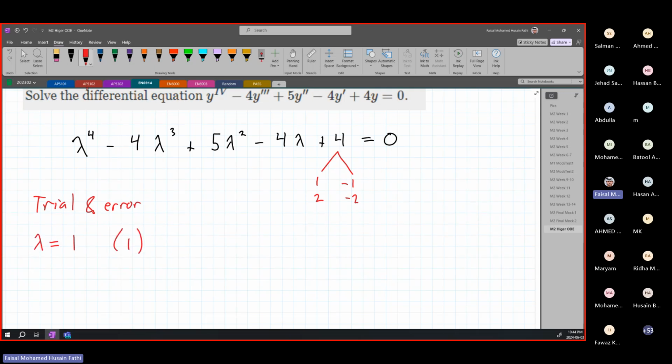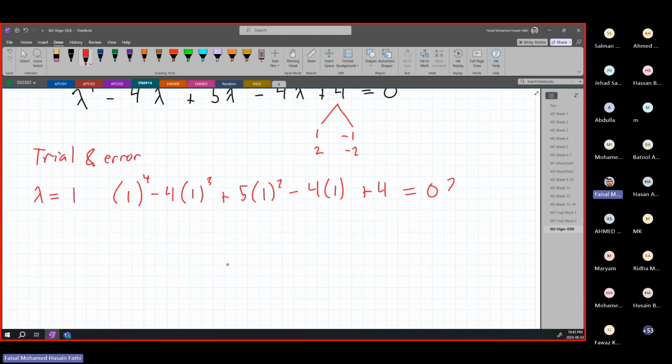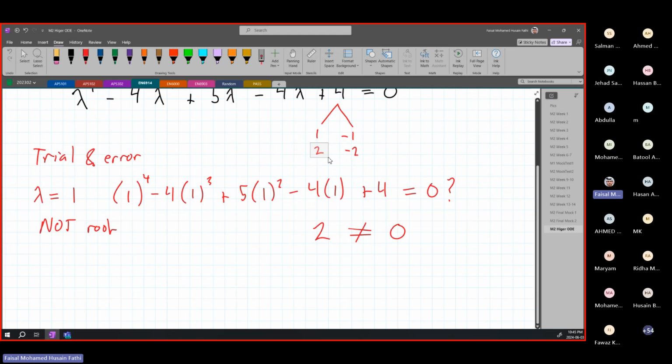We'll plug it into the equation, which is 1 to the power of 4 minus 4 lambda cubed, 1 cubed, plus 5 into 1 squared, minus 4 into 1, plus 4, which is equal to 0. All right? Put this into the calculator. We need to know if it actually is 0. So it's 1 minus 4 plus 5 minus 4 plus 4. We get 2, which is not equal to 0. So lambda 1 is not a root. Let's try for the next value. Let's try for 2. Okay?